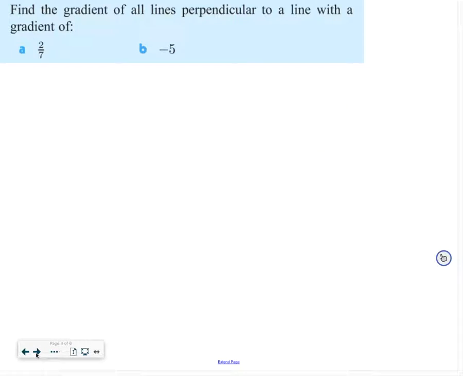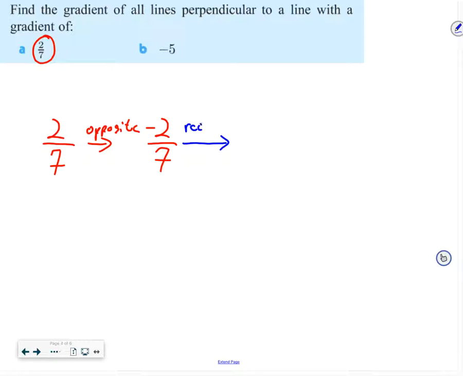So let's look at some examples here. Find the gradient of the lines that are perpendicular to the given gradients. So 2 over 7. First thing I'm going to do is make it the opposite, and I get negative 2 over 7, and then I'm going to reciprocate. So I get 7 over negative 2. So my final answer for a slope that is opposite reciprocal, or perpendicular, to 2/7 is 7 over negative 2.